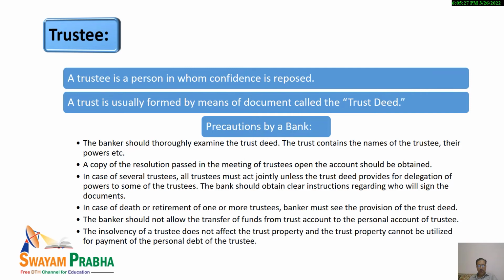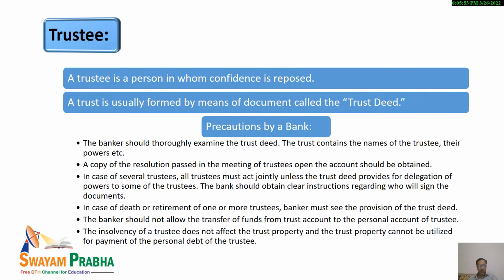So the bank should be extra vigilant that no such transfer from the trust account is made to the personal accounts of the trustee. The insolvency of a trustee is again a big issue. It should be observed that in case a trustee is insolvent, it will not affect the trust; trust money can't be used for that purpose.